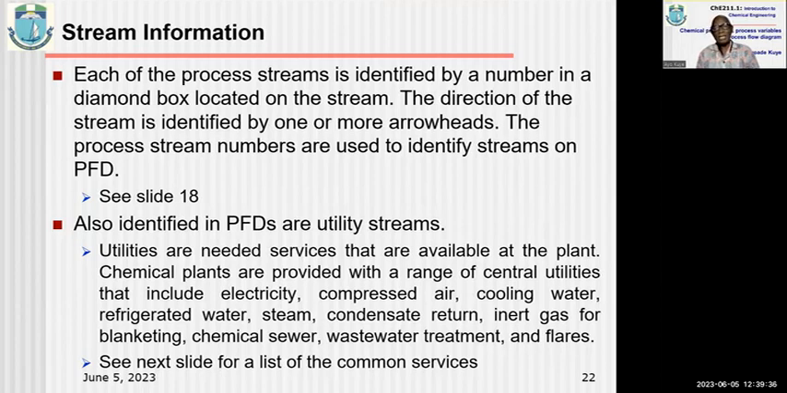We've also mentioned earlier that utility streams are also indicated there. And these are services that are required at the plant to service the different segments of the plant itself. And they include electricity, compressed air, cooling water, refrigerated water, steam, condensate return, inert gas, and so on and so forth.